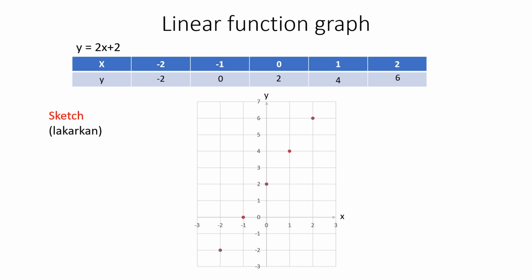Now you can see that it's a straight line. So you should use a ruler to draw a straight line connecting all the points. For a linear function graph, the highest power of variable x is 1. It is a straight line graph.